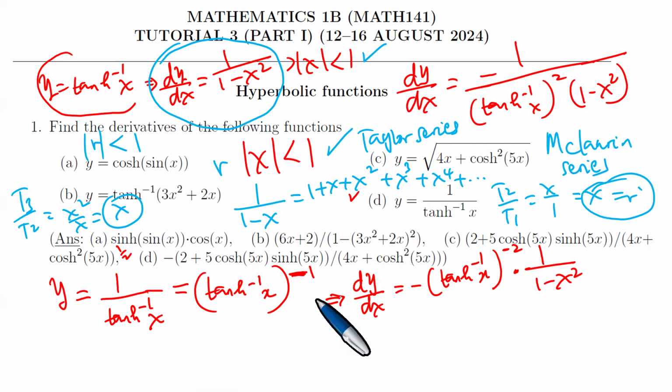We move forward. But we note that the answer to D is not correct. Because they took the answer to C, which is the 2 plus 5 cosh of 5x, the hyperbolic sine of 5x, and they just put a minus there. But there's no way you can get even a 5x because these are the rules. The derivative of the arc hyperbolic tangent is 1 over 1 minus x squared. How can it be 5, 4, and so on? I'm just passing and giving a comment. We move forward.